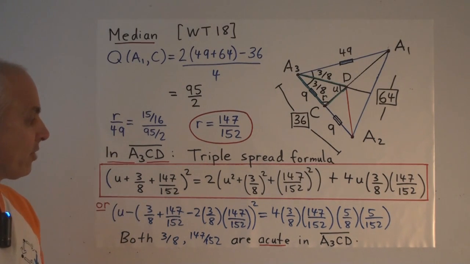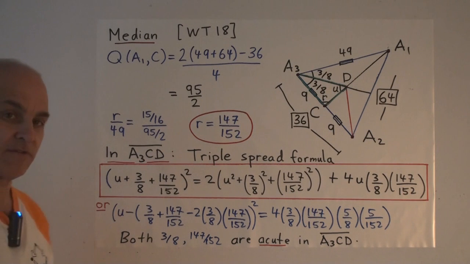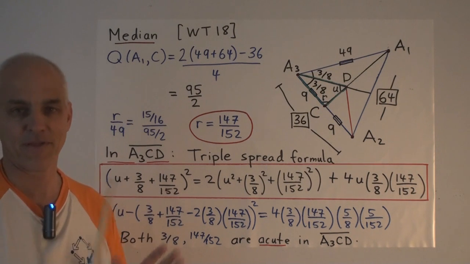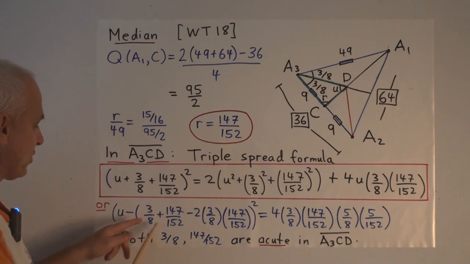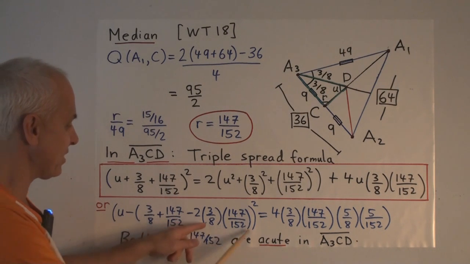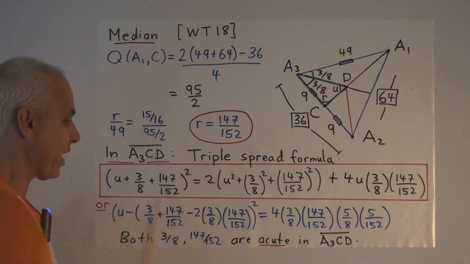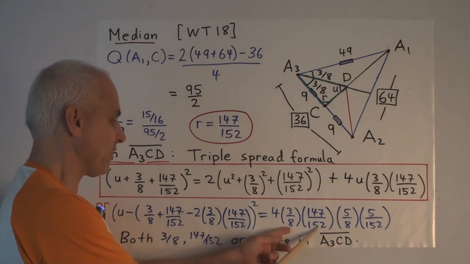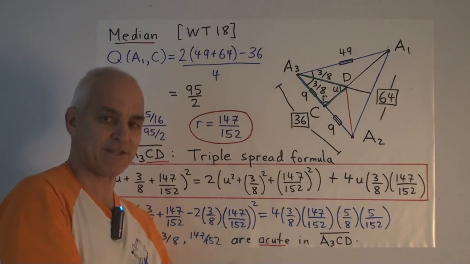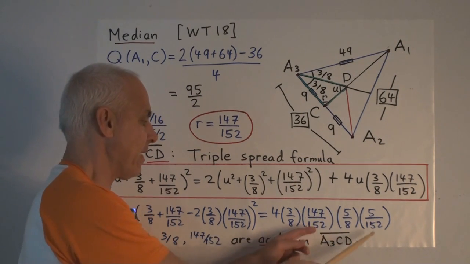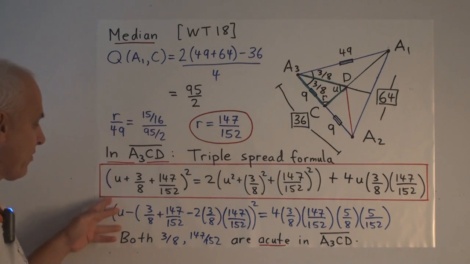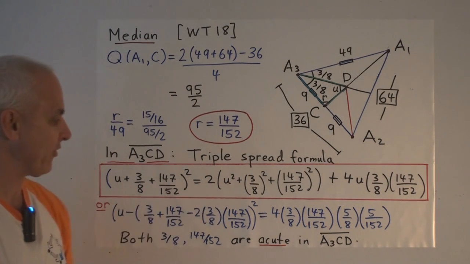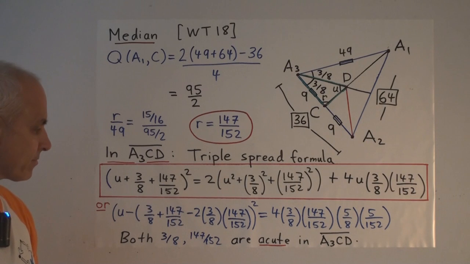It's a quadratic equation in U. And here's an alternate version of that, which is preferable if you want to solve for one of the three spreads. So it's U minus one spread, plus another spread, minus twice the product of those two spreads, all of that squared, is 4 times 3/8 times the other spread, here the product of the two spreads, and here are the products of 1 minus those spreads. So 1 minus 3/8 and 1 minus this one. That's a rewriting of the triple spread formula, an equivalent formulation. And now it's a quadratic equation that we can solve for u.